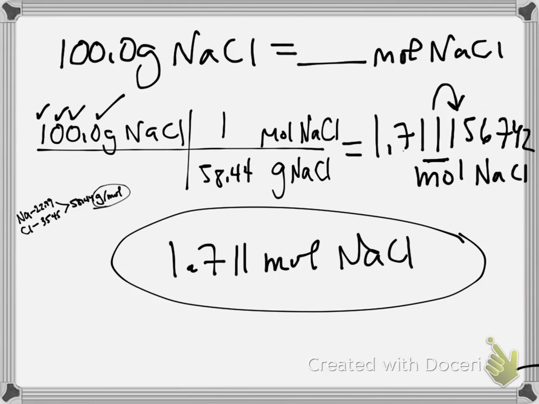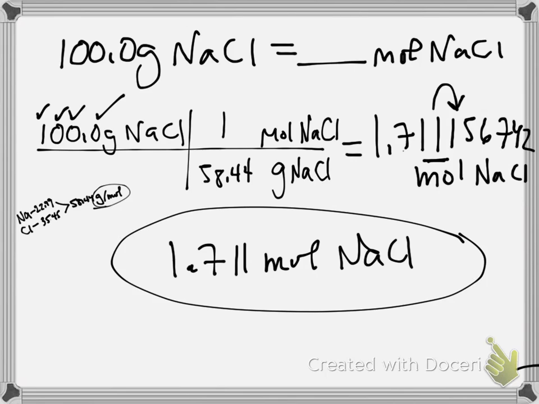Now, what if instead of moles of sodium chloride, I had asked you how many formula units there were? No, that's for molar mass. Remember, if we go from grams to moles, we can go to atoms using what conversion factor? 6.022 times 10 to the 23rd.